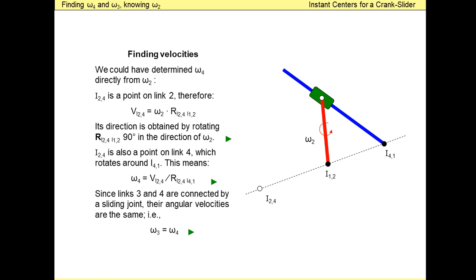So from this we can find omega 4, because we know omega 2 and we know this length, and we can also know this length, so we can determine the output link velocity. Okay, thank you. We'll meet in the next lecture.